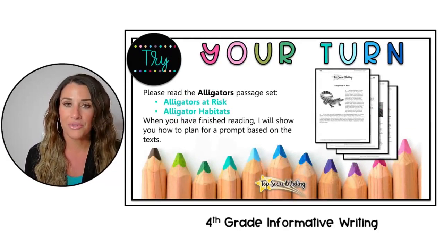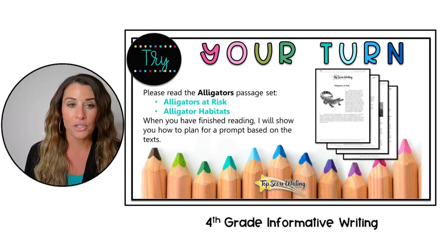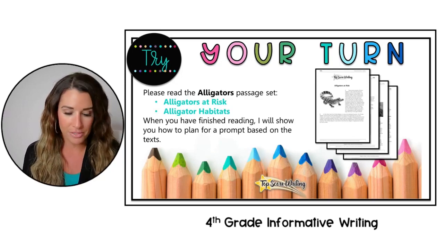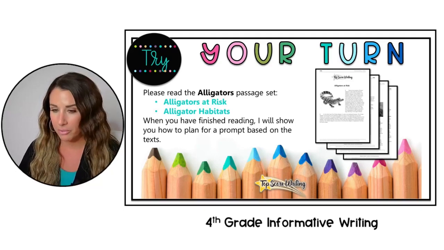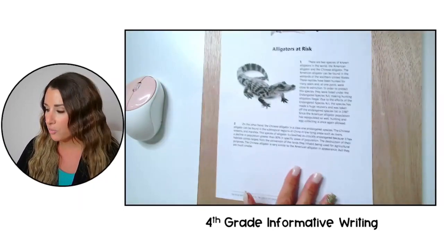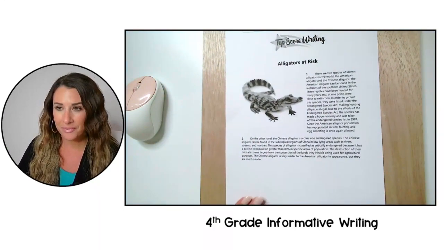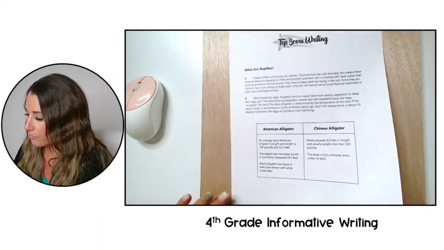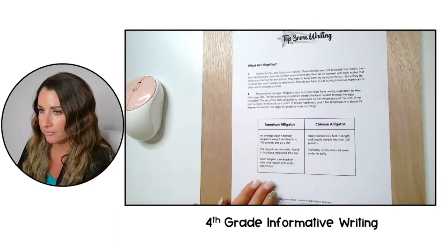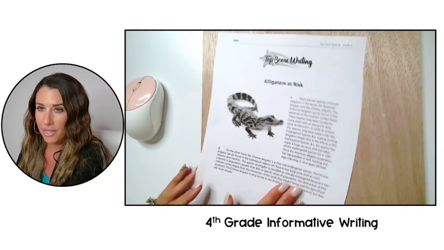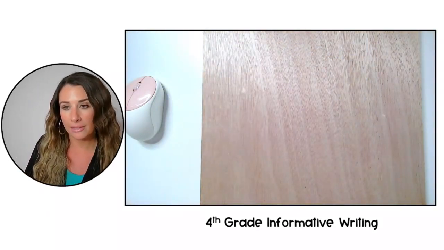Now today we're going to be using the passages on alligators. There are two passages. One is called Alligators at Risk, and the other is called Alligator Habitats. Make sure you take those out. I'm going to show you what they look like on the document camera. The first one is Alligators at Risk. It is 2 pages. You have paragraph 1 and 2, and 3 and 4. That is all with the passage Alligators at Risk. The second passage is called Alligator Habitats.